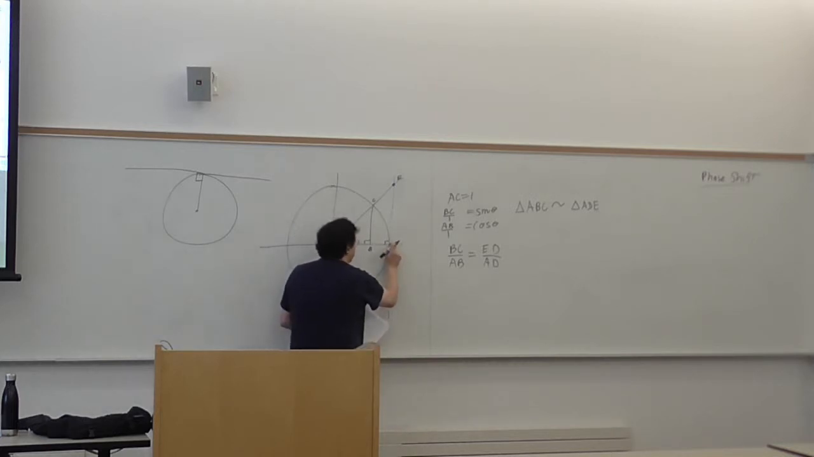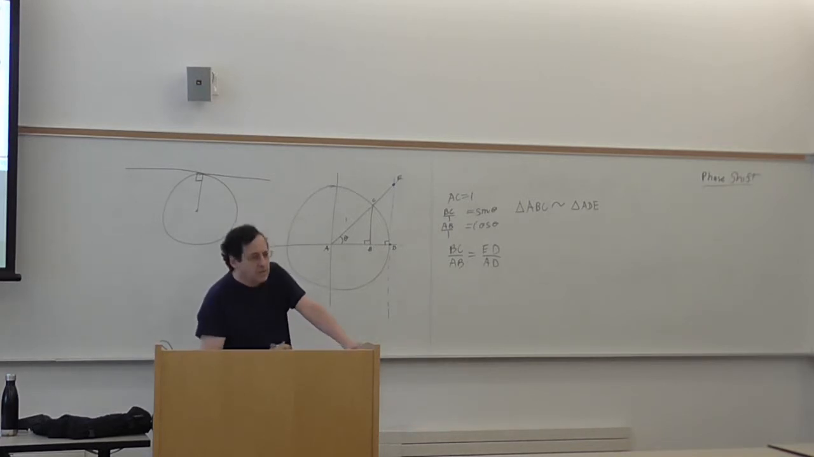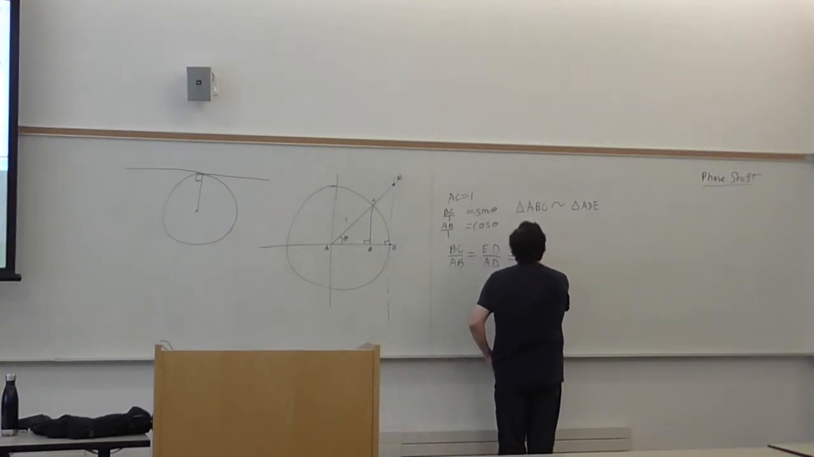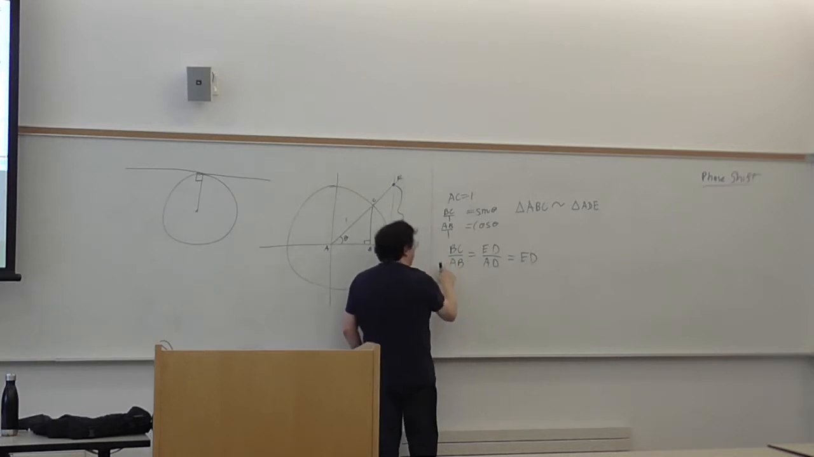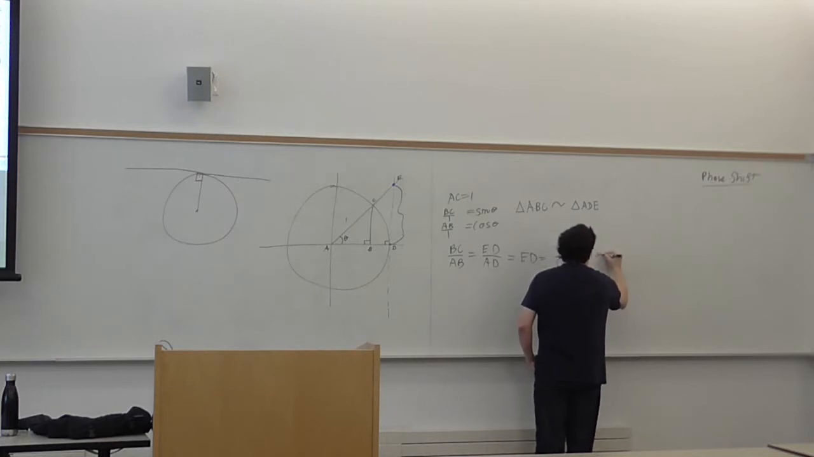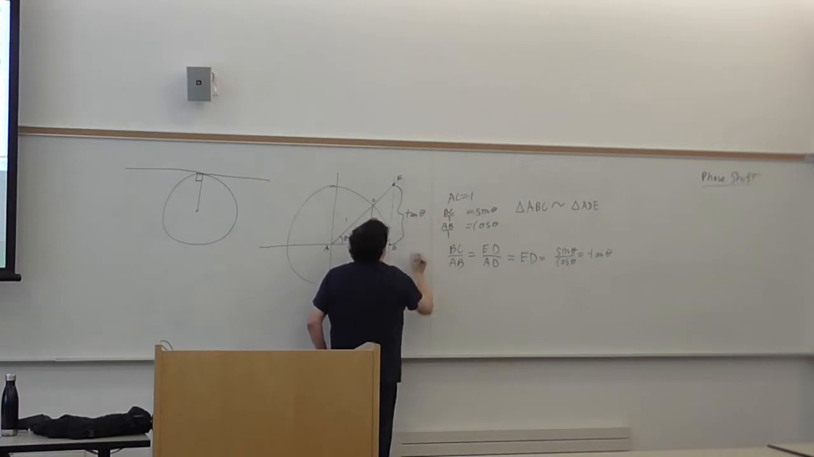But AD, what's the length of AD? It's a unit circle. What's the length of AD? 1. So this length here, ED, is equal to BC over AB. BC over AB is the sine of theta over the cosine of theta, or tangent of theta. So this length here is the tangent of theta.